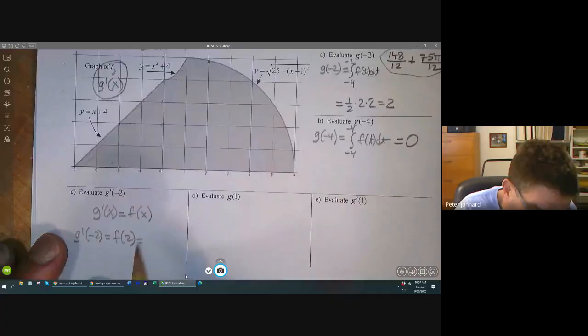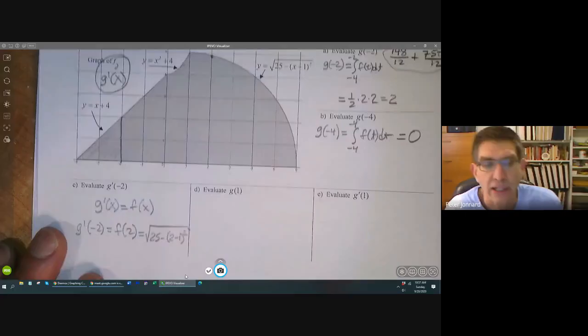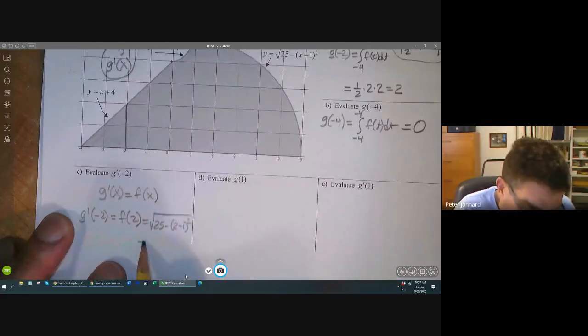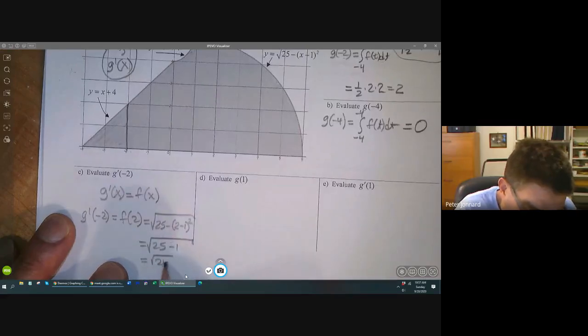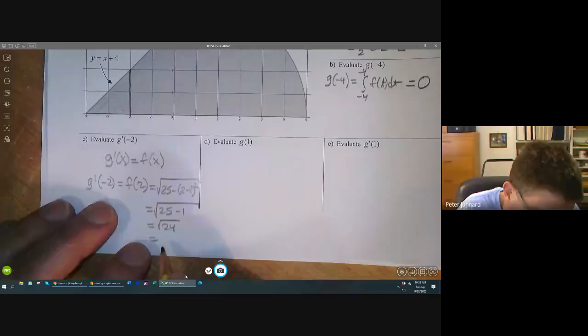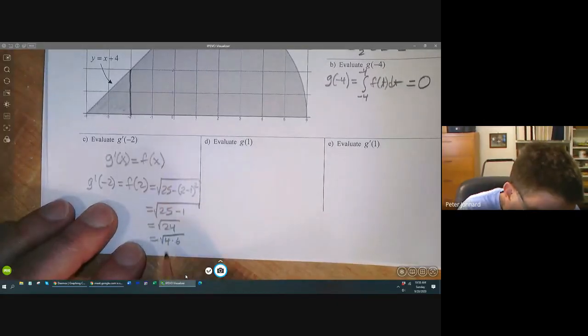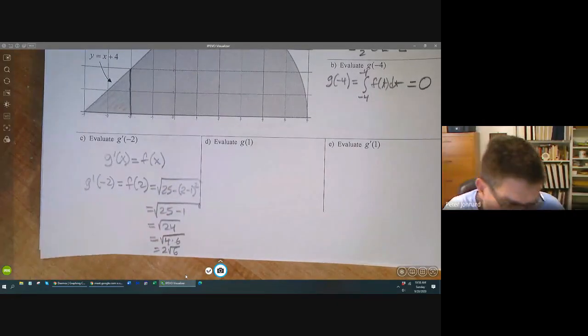That would be equal to the square root of 25 minus 2 minus 1 squared, like so. And that would equal the square root of 25 minus 1, or the square root of 24. And you guys, I don't want you to lose your ability to simplify these. That would be what? The square root of 4 times 6, or 2 radical 6, like so.